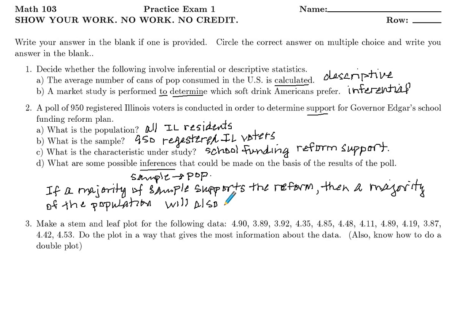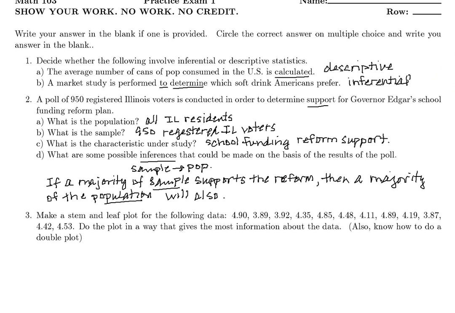So it's really key to identify the sample and the population when you're trying to look at some conclusions. And then, if a majority of the sample did not support the reform, then we might conclude that a majority of the population, all Illinois residents, would also not support it. So there is more than one possible conclusion there.